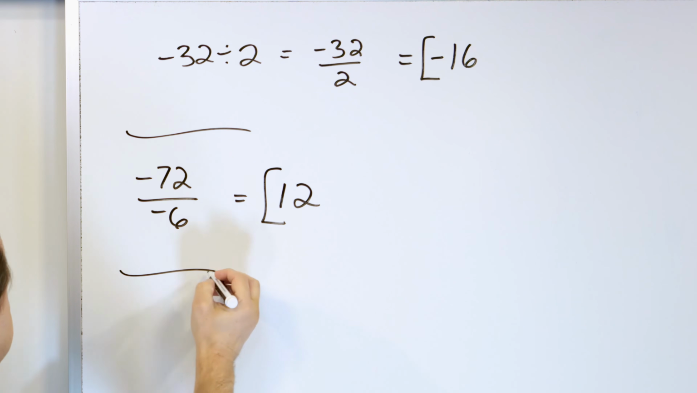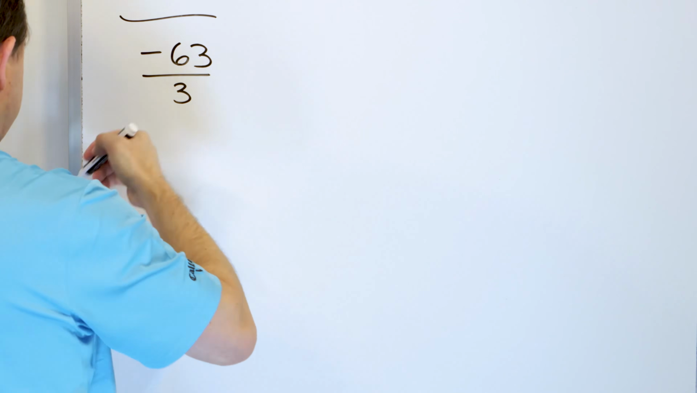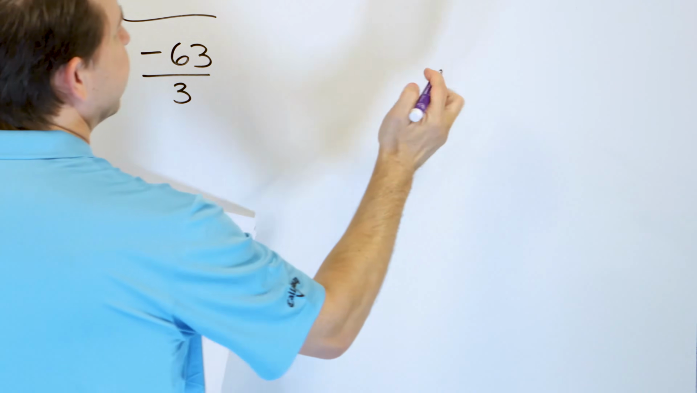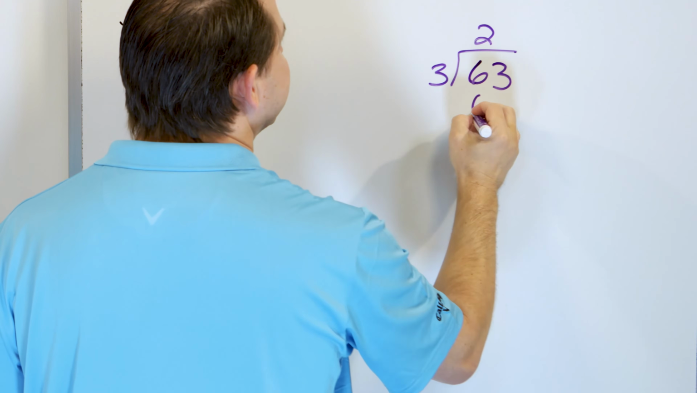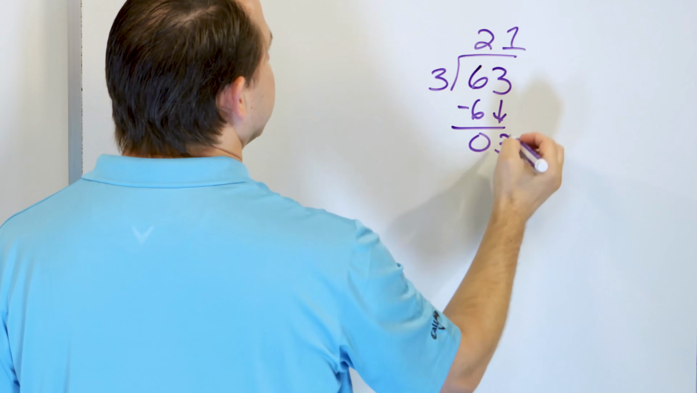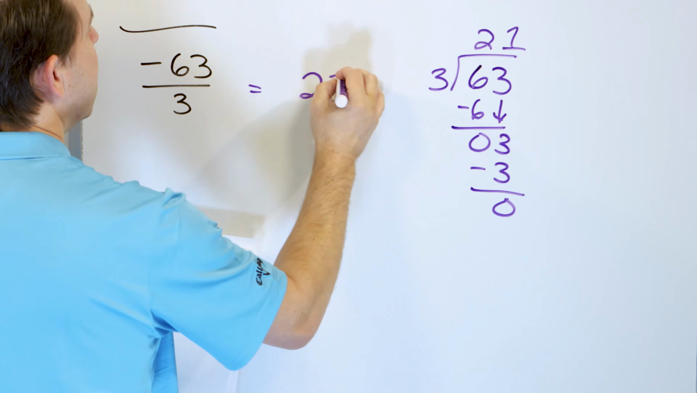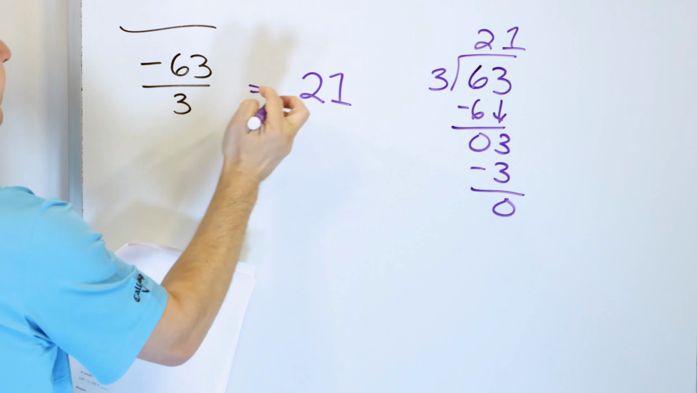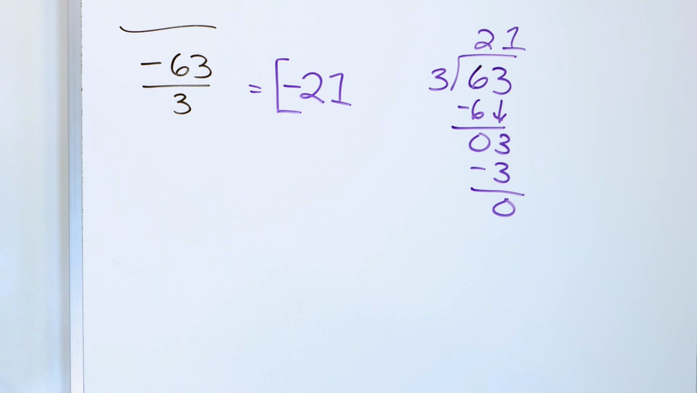All right, what about something a little weird? What about negative 63? And let's divide by 3. I don't remember what 63 divided by 3 is, so I'll just go here and say 63 divided by 3. 3 times 2 is 6, subtract 0. Then I have a 3. 3 times 1 is 3, remainder 0. So actually the answer was 21. But because it was negative divided by positive, it's actually negative 21 because the signs are different.